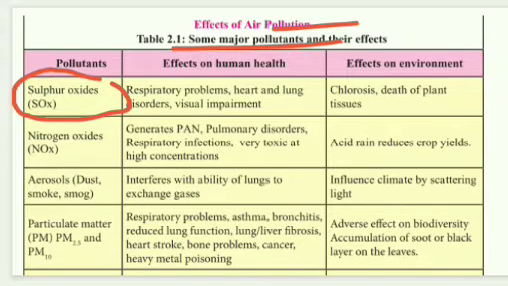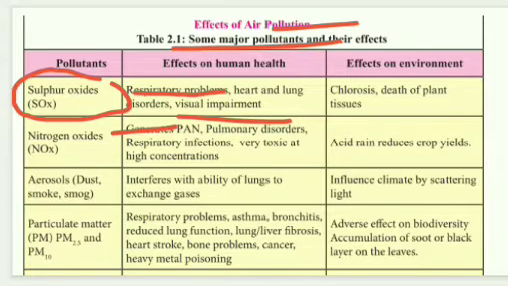The first pollutant is sulfur dioxide. Let us talk about its sources first, and thereafter its effects on human health and on the environment. The sources of sulfur dioxide are burning of fossil fuels and substances that contain sulfur, which results in emission of sulfur dioxide and other oxides of sulfur. These have dangerous impacts on human health: respiratory problems, heart and lung disorders, and visual impairment.